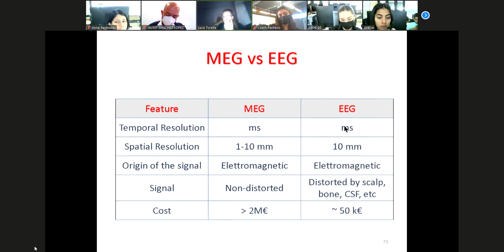In terms of temporal resolution, they are basically similar. In terms of spatial resolution, EEG has an intrinsic spatial resolution that is lower than MEG, because the signal recorded by EEG, the electrical signal originating from the brain, is distorted. And this distortion can only be partially accounted for by the model that we use to estimate the origin of the signal in the brain. Whereas MEG records a magnetic signal that is not distorted. And this is basically the most important aspect that makes MEG better than EEG.